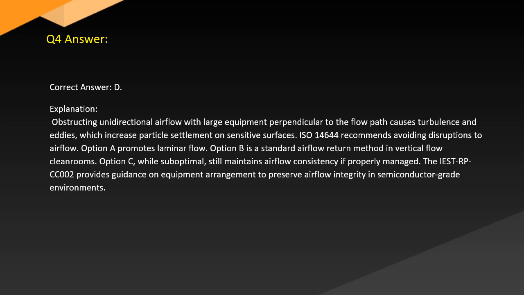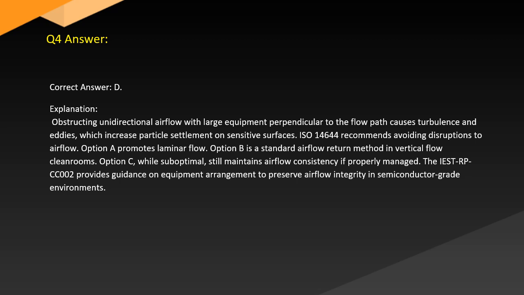Answer. Correct answer: D. Explanation. Obstructing unidirectional airflow with large equipment perpendicular to the flow path causes turbulence and eddies, which increase particle settlement on sensitive surfaces. ISO 14644 recommends avoiding disruptions to airflow.